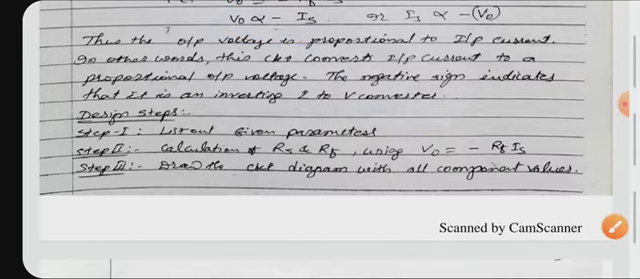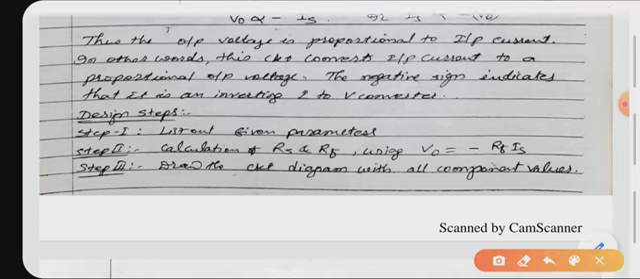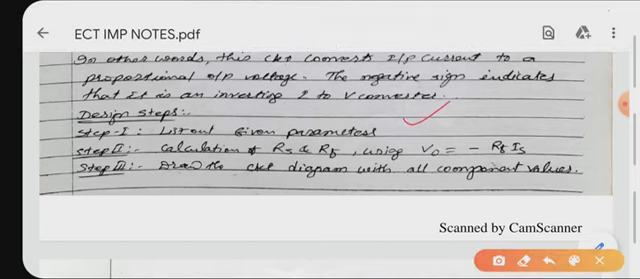Okay. So what are the design steps? Step number 1, list out the given parameters. Step number 2, calculation of RS and RF using the VO is equal to minus IS into RF formula. Just we have calculated it. Step 3, draw the circuit diagram with all component values.